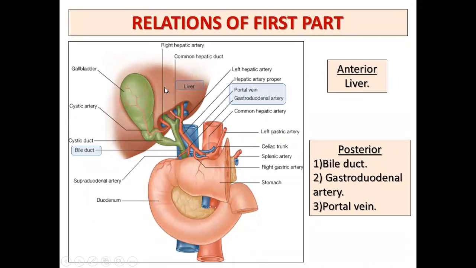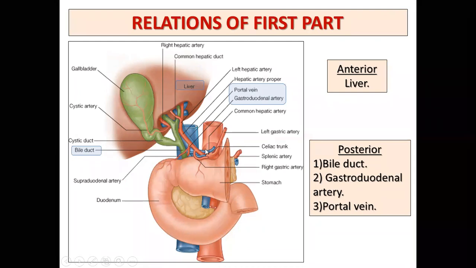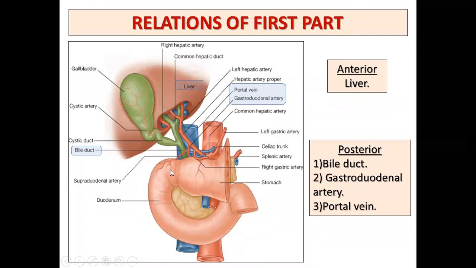So anteriorly, if you can see the liver, here the liver has been lifted, so you can appreciate. If not, it is totally covering the first part of the duodenum. So it will be hiding behind the liver. Here it has been lifted so that it can be appreciated. So this is the anterior relation.